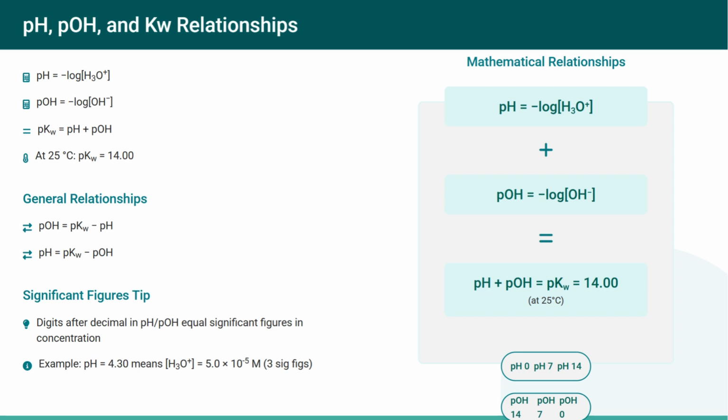So, to summarize mathematically, pH equals negative log of H3O plus, pOH equals negative log of OH minus, and pH plus pOH equals pKw, which is 14.00 at 25 degrees Celsius. On a scale, as pH goes from 0 to 14, pOH goes from 14 down to 0, with them crossing at 7. Now, what do these values actually mean?